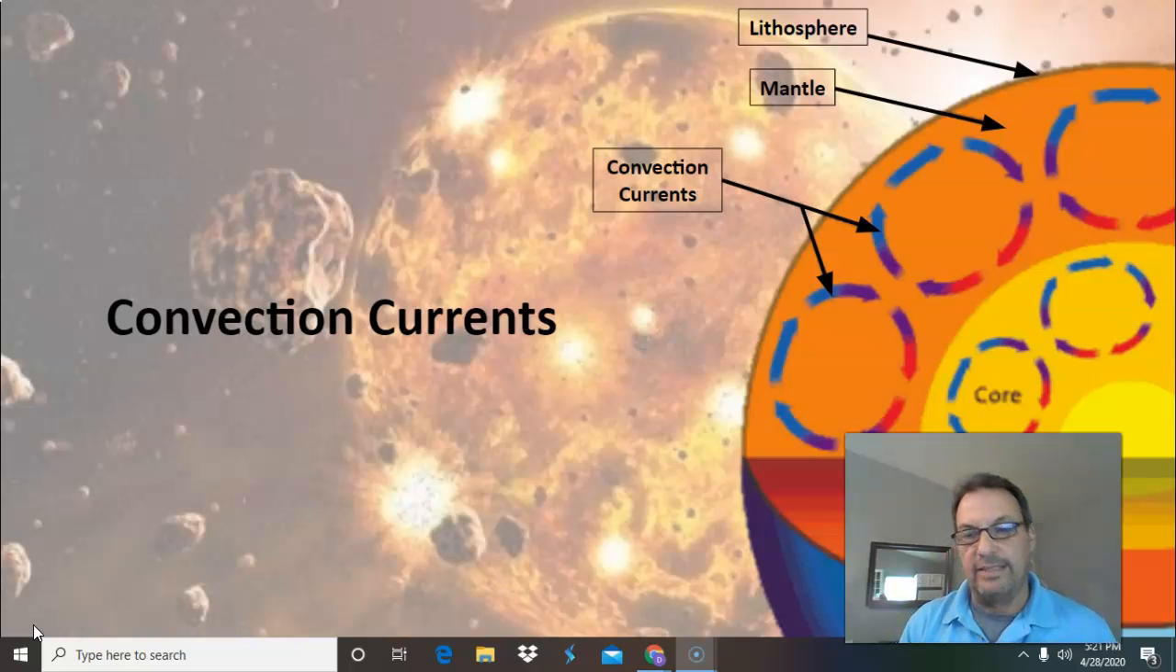They're going to be less dense, therefore they're going to rise, and when they do, they're going to cool off. And when they cool off, they're going to become more dense, and then they're going to sink, and this cycle is going to go around and around.